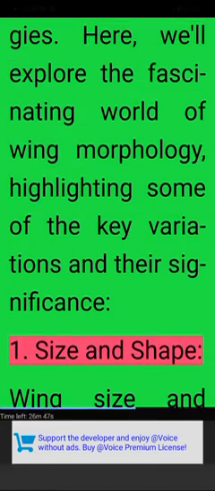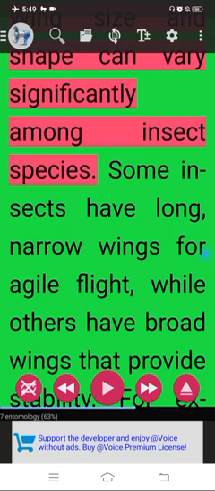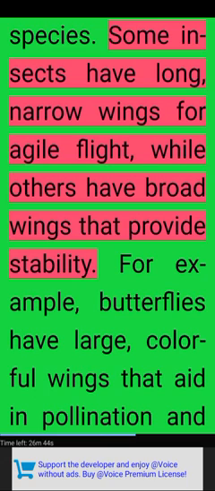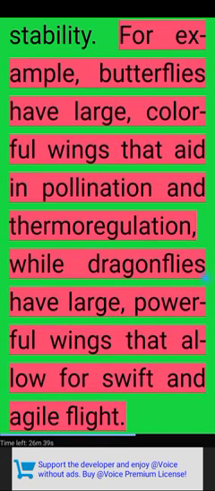1. Size and shape. Wing size and shape can vary significantly among insect species. Some insects have long, narrow wings for agile flight, while others have broad wings that provide stability. For example, butterflies have large, colorful wings that aid in pollination and thermoregulation, while dragonflies have large, powerful wings that allow for swift and agile flight.